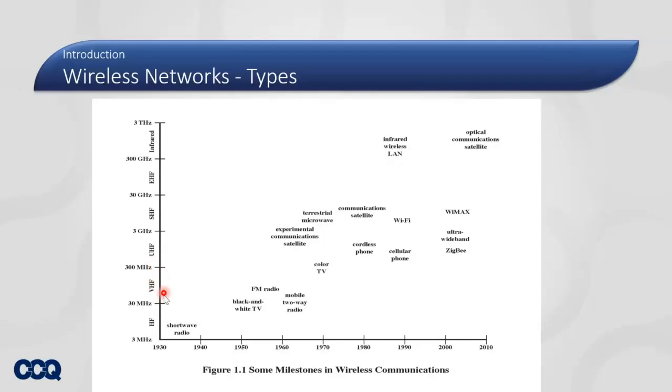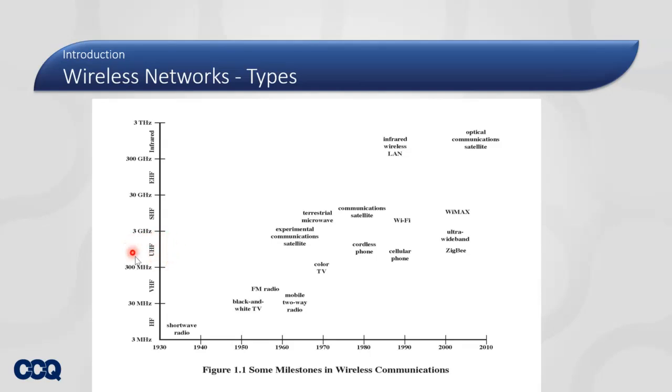In the very high frequency, we have applications like FM broadcasting, television, two-way radio, etc. In the ultra high frequency, we have applications like UHF television, cellular networks. Here we have cellular networks. We have GPS, Wi-Fi, Bluetooth.